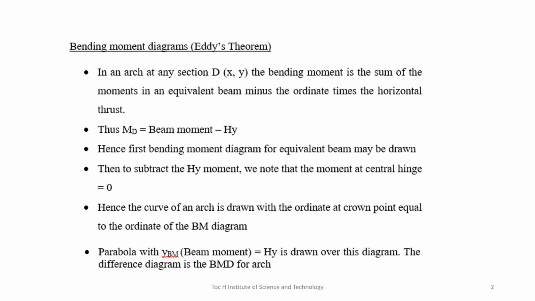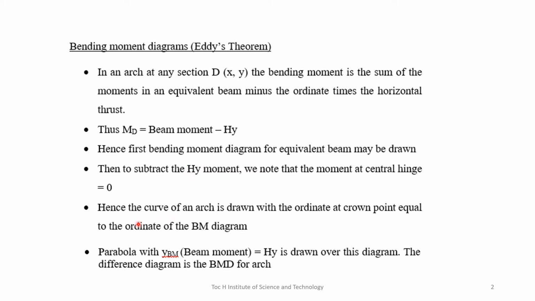So the moment of the arch is equal to beam moment minus H into y, where beam moment is the equivalent bending moment diagram of the simply supported beam, H is the horizontal thrust and y is the equation of that ordinate. Hence, first the bending moment diagram for the equivalent beam may be drawn. Then to subtract the Hy moment, we note that the moment at the central hinge is equal to 0. By using this equation we can calculate H and y.